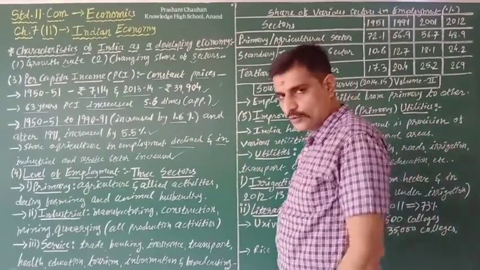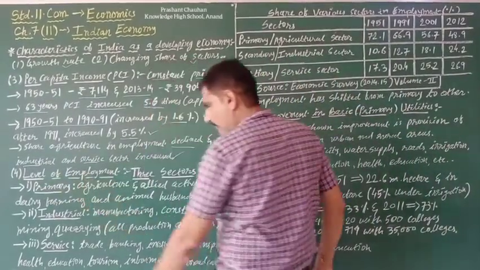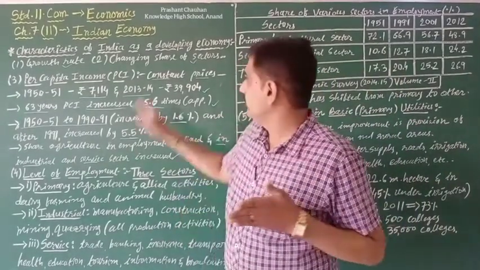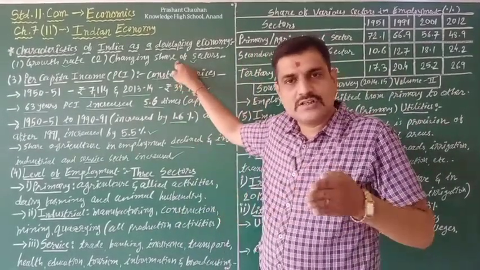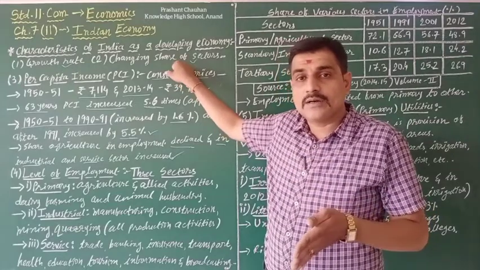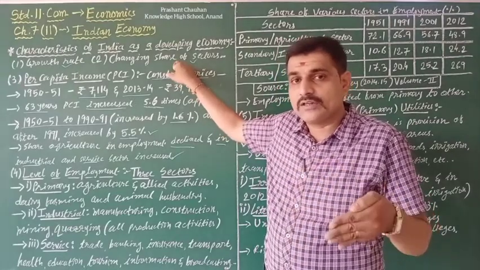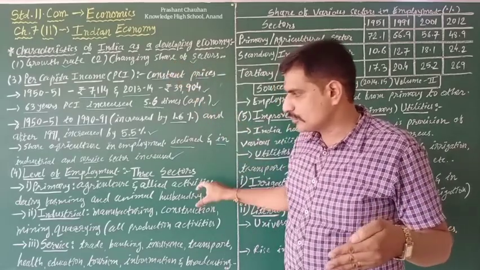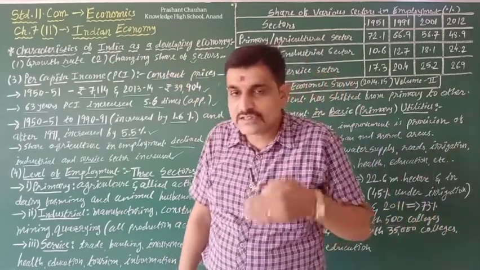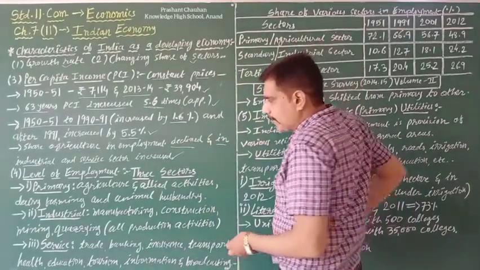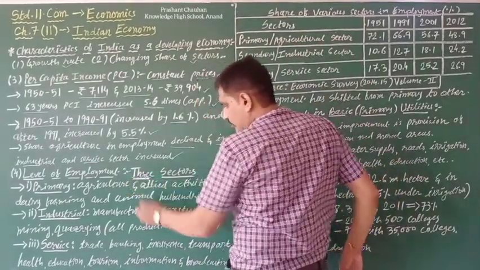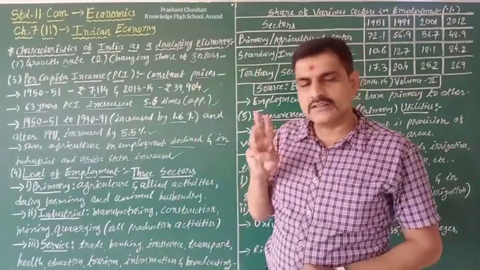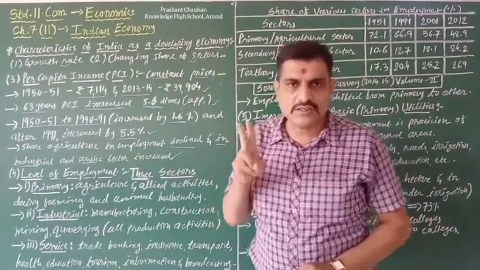Next one, that is the 4th one, level of employment. Already this point was discussed in the changing share of sectors in the national income and our contribution to employment. At that time we discussed how many people are working in the different sectors. But here also some basic information regarding which sectors have employment. So there are 3 sectors. Mostly in our country we depend on 3 sectors for employment: primary, secondary and tertiary, that is agriculture, industry and service.